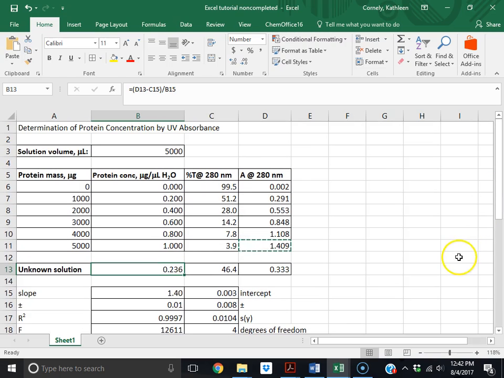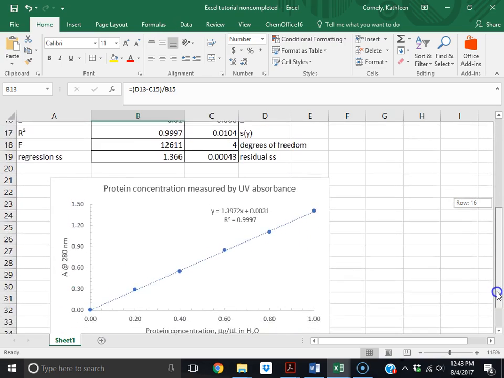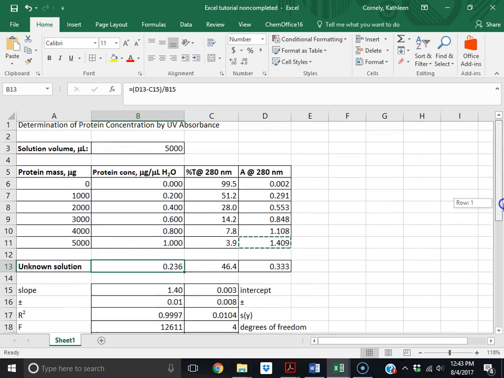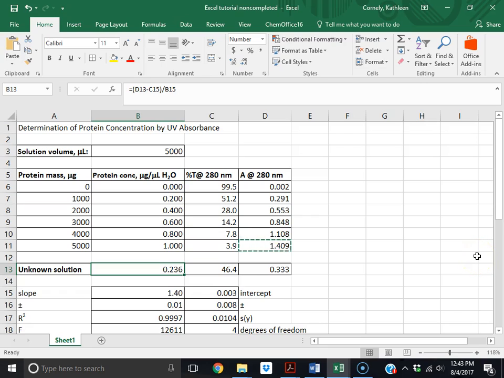So in conclusion, we have taken data in Excel and we've performed some calculations. We have used the LINEST function to perform a linear regression calculation. We've illustrated that by plotting a graph, and we use the information from the slope and the y-intercept in order to determine the protein concentration of an unknown.